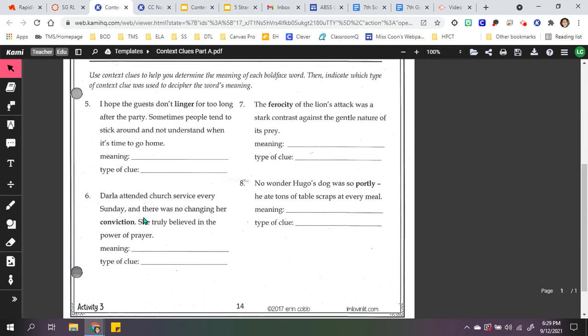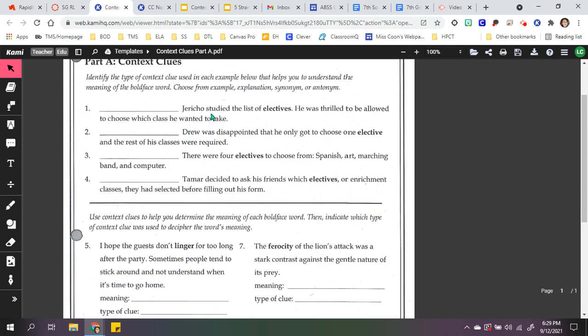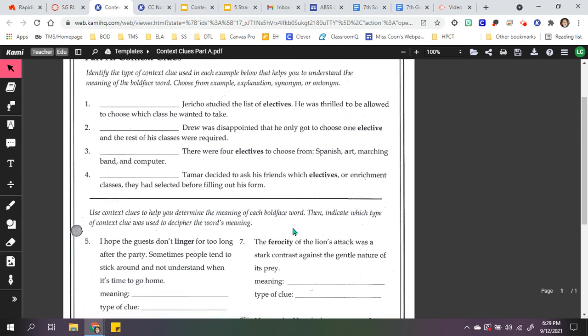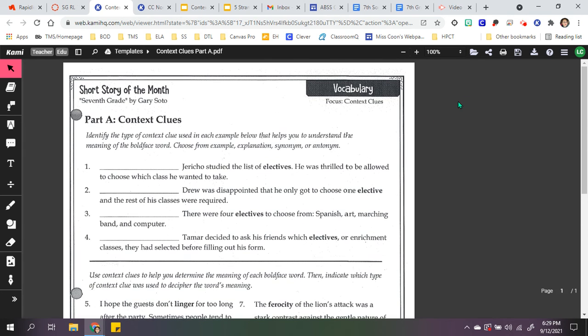Okay. Then down here, you are telling me the meaning of the bold-faced word, and then you're telling me what type of clue was given. So did you get an example? Did you get an explanation? Did it use a synonym or did it use an antonym? When you're done with this, turn it in. Hit that submit button, hit submit again, wait for it to submit. When it says done, then you can move on.